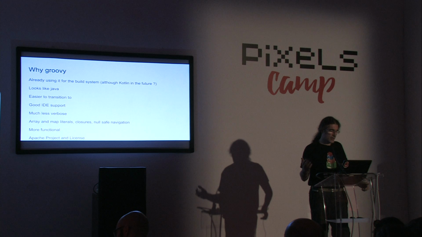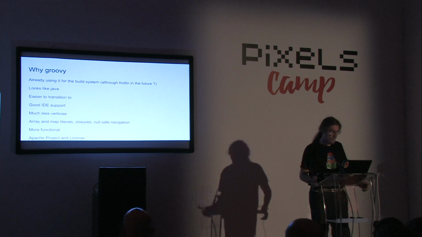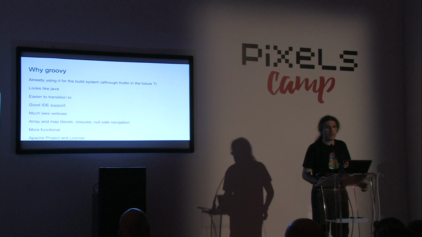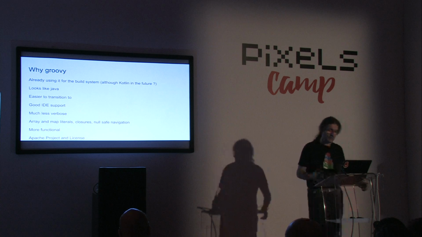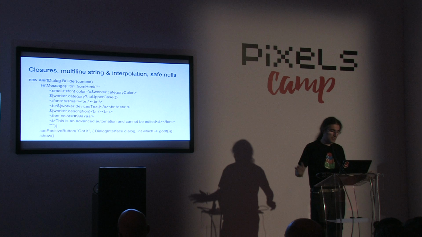We have array and map literals. We have real closures that Java doesn't implement. It has anonymous classes, but it's not quite the same thing. We have null safe navigation, which we will see in a moment. It's more functional. It has a ton of functional methods, which helps with what I was saying previously, and the Apache license. So I've gathered a lot of things in this example.